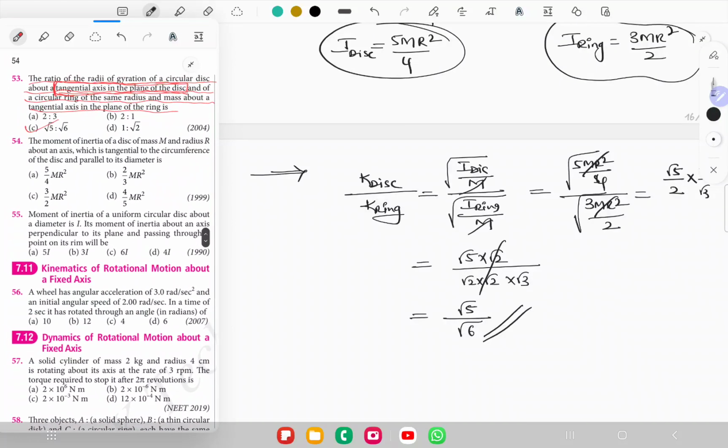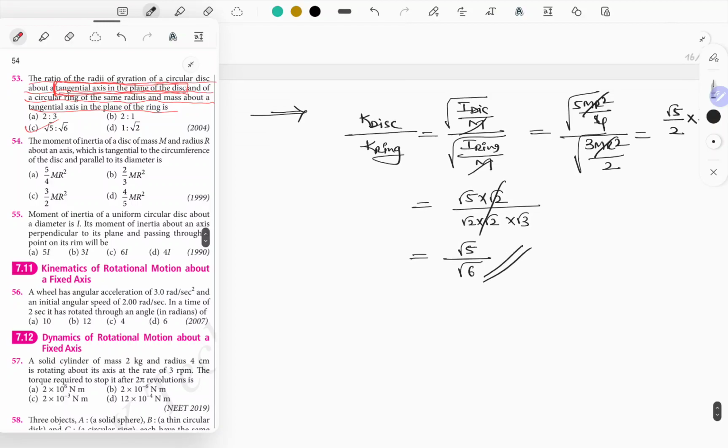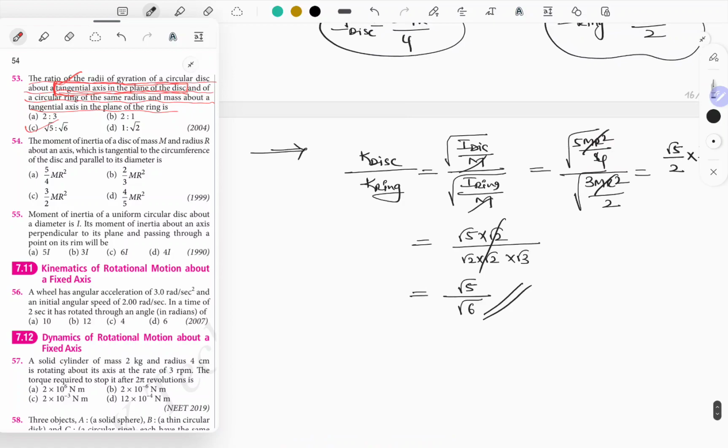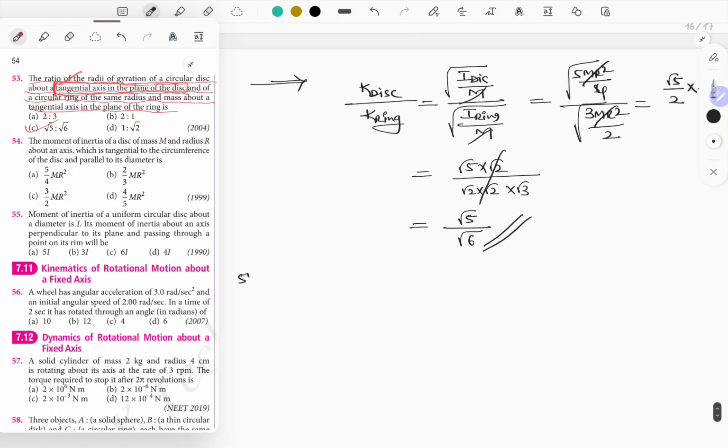This much process is there. Don't decide immediately by seeing the question. Try to understand the question. So whatever I represented here is important. Tangential axis in the plane of the body, in the sense, this is the meaning. Okay? Next, question number 54.